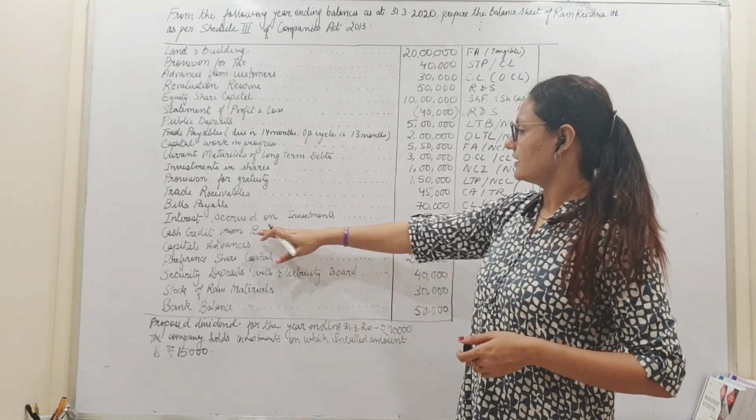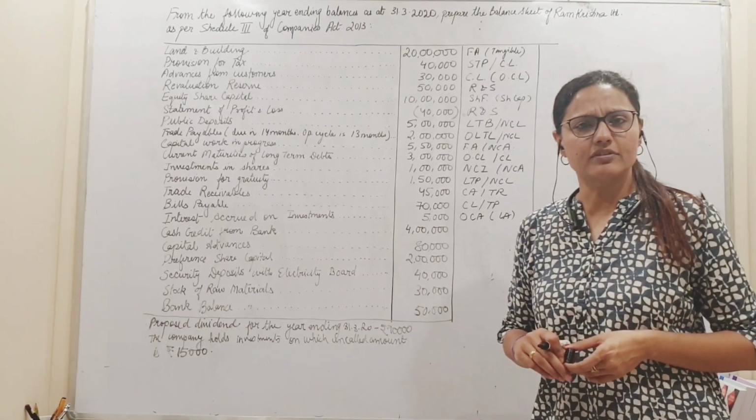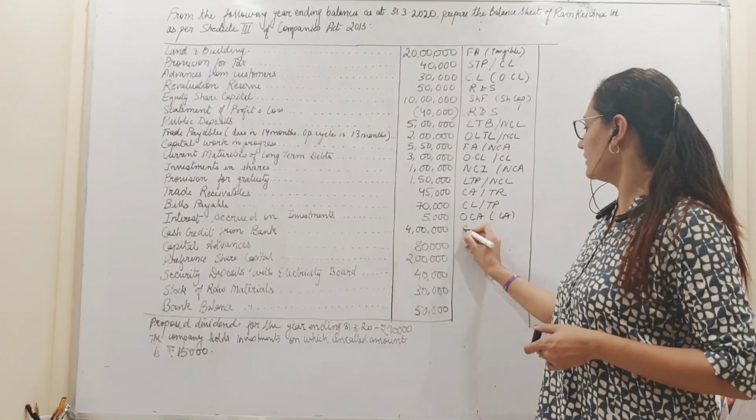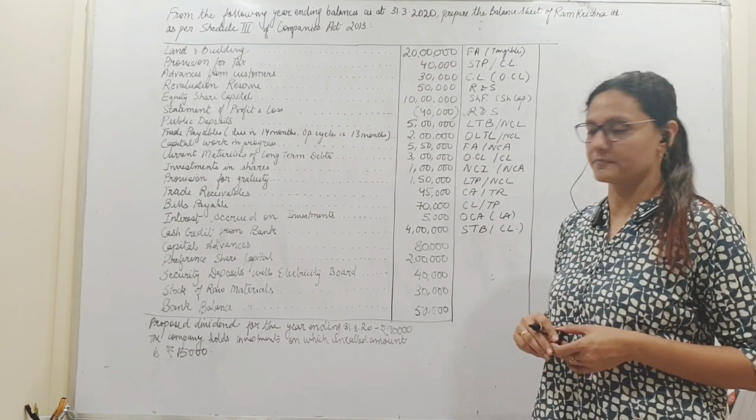Okay. Then cash credit from bank. It's a short-term borrowing, just like bank overdraft, similar to that. So that goes under short-term borrowing under current liabilities.